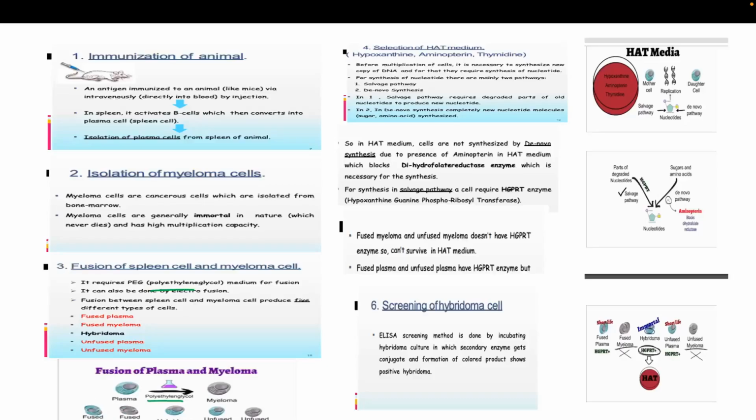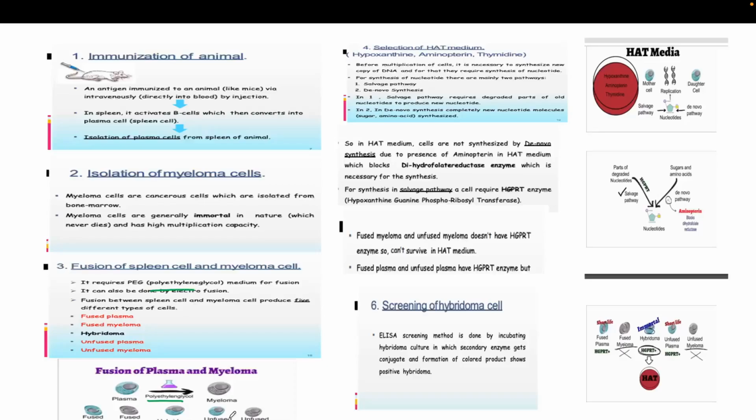The first probability is fused plasma cells. So plasma cells can fuse together and form a fused plasma cell. Likewise, myeloma cells can fuse together and form a fused myeloma. The third one is the combination of these two, plasma and myeloma, which can create the hybridoma cell.